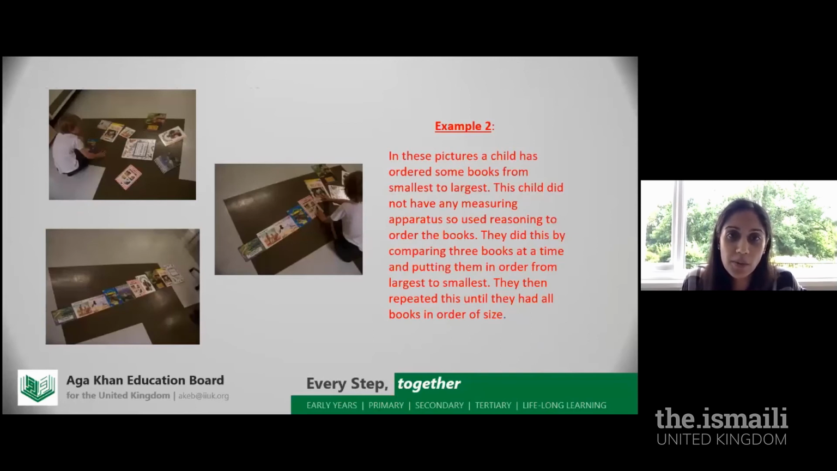Okay, and example 2, a very different type of mathematical problem here. The child has been given a set of books, all of different sizes. They've been asked to order the set of books from smallest to largest. Now, the child here has not been given any measuring apparatus, so what they've used instead is reasoning. And they've done this by comparing 3 books at a time, and then ordering that from smallest to largest, and then repeated this using reasoning to make the length from smallest to largest.